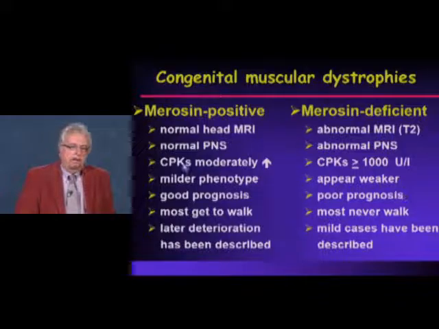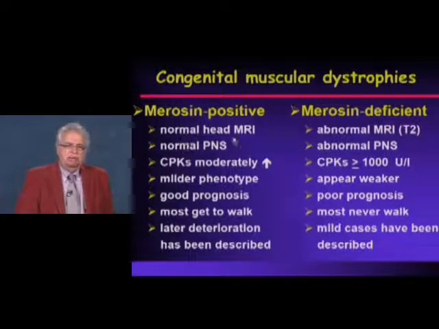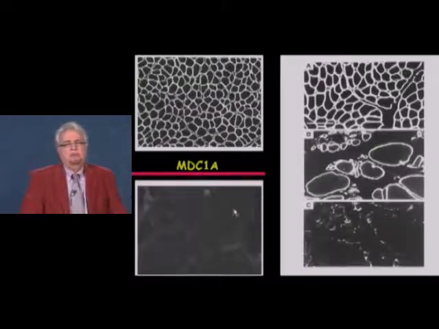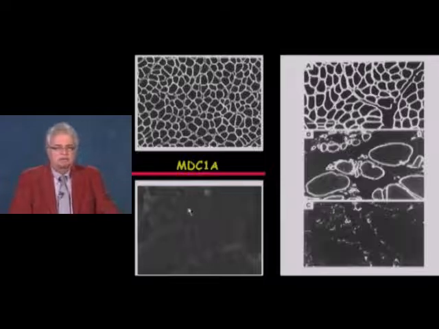Now, every patient who has merosin can be classified under the umbrella of merosin-positive CMDs, although I have to say that over the years, most of them can be delineated at the molecular level. But they tend to have a normal head MRI. They do not have a neuropathy by nerve conduction studies. The CPK is only moderately elevated. They tend to have a milder phenotype, and overall they have a better prognosis, although exceptions to this rule can be described as well. So this is a case of merosin deficient CMD, or MDC1A.